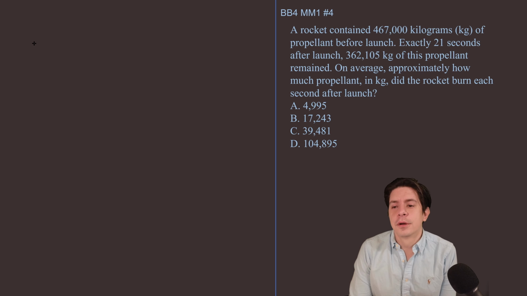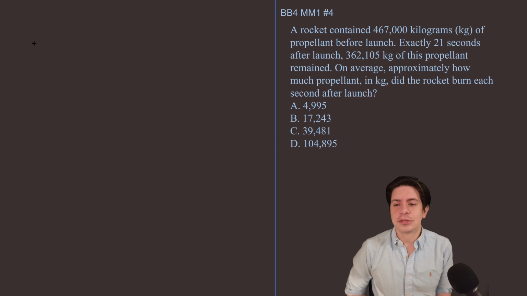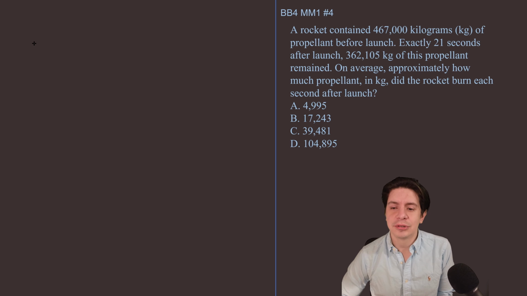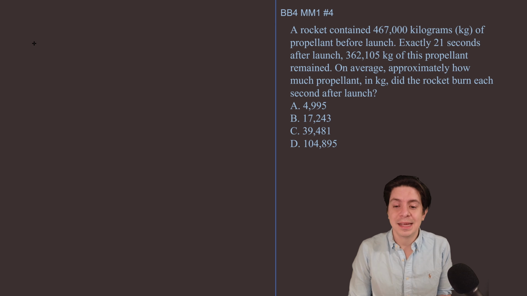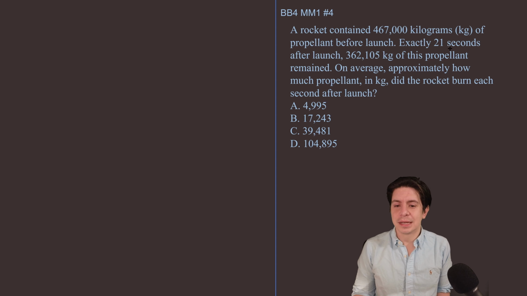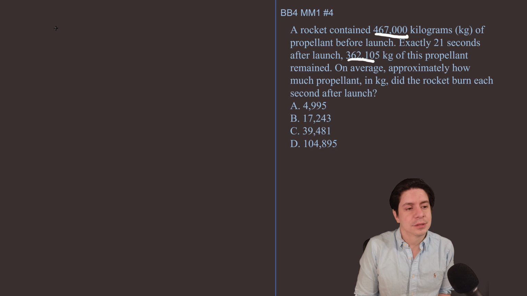And number 4 is a fun one. A rocket contained 467,000 kilograms of propellant before launch. Exactly 21 seconds after launch, 362,105 kilograms of this propellant remained. On average, approximately how much propellant in kilograms did the rocket burn each second after launch? So we're given 21 seconds. We're told that this is what remains. This is what we started with. So we find the difference and divide by 21. You could think of it as finding slope. So let's do that here.